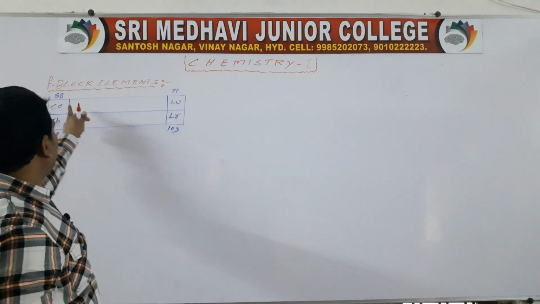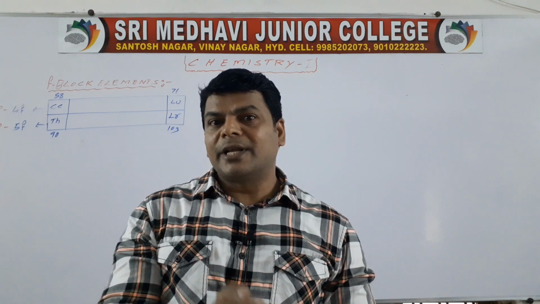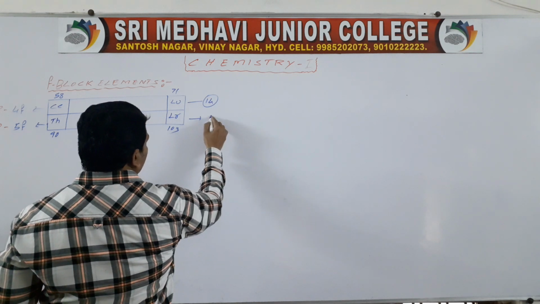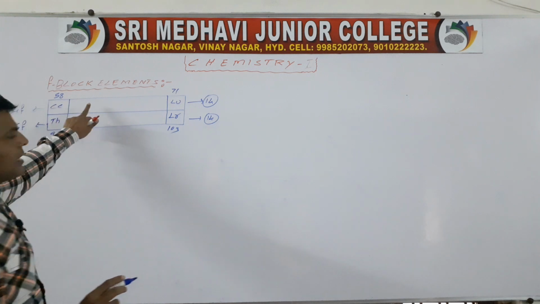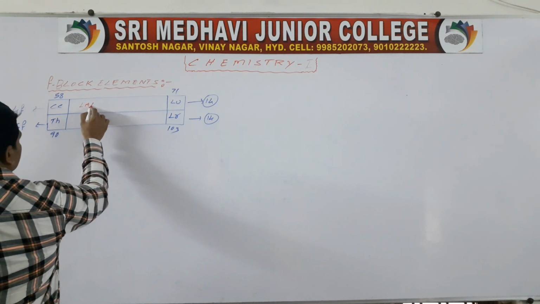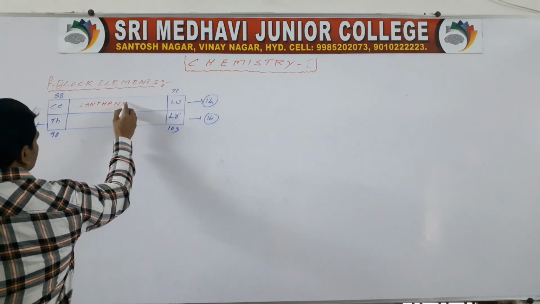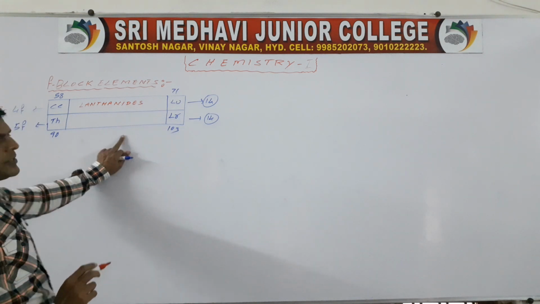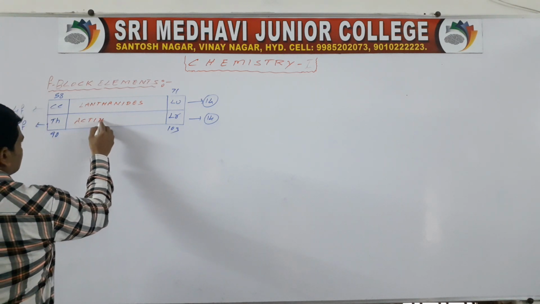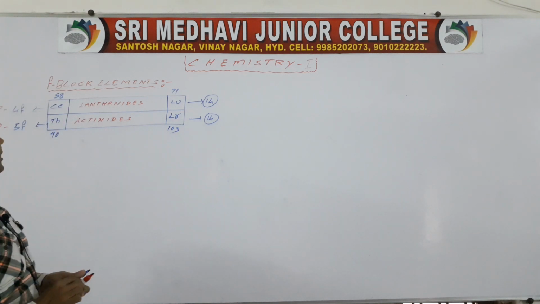If you see the sixth period, after lanthanum, 14 elements are called lanthanides. How many elements are these? 14 elements. After lanthanum, starting with cerium and ending with lutetium, these elements are called lanthanides. If you see the seventh period, after actinium, 14 elements are called actinides. These are lanthanides, these are actinides. So this is about F block elements.